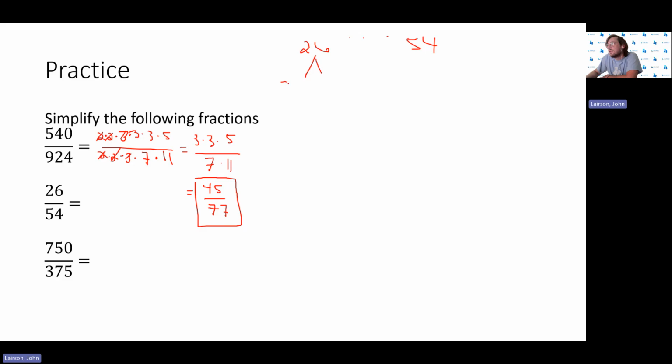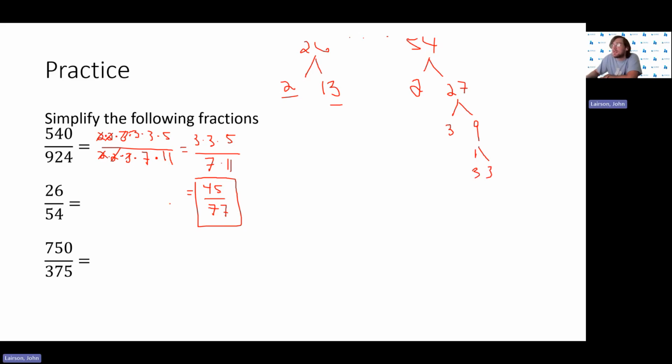26 is even. 2 times 13. 13 is a prime number. I think 13 is one we haven't seen yet. It's a prime number. We're done with that one. 54. 2 is even, so I'm pulling out 2. 2 times 27. We must have seen this one before, at least the 54. 27 is 3 times 9. And the 9 is 3 and 3.